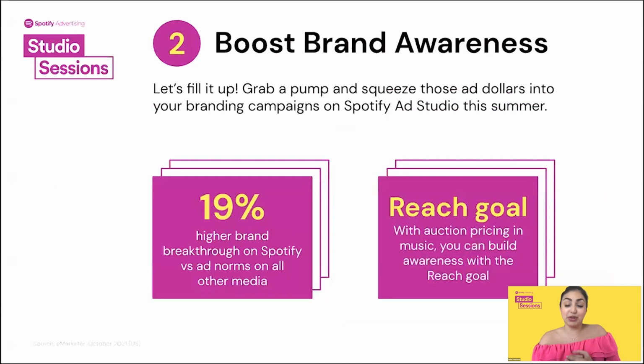Moving on to the second stop, boost brand awareness. Now, most of you might know that we launched auction pricing in music last year. And with this launch, we also offered 3 different bidding goals for our advertisers to choose from. Reach was one goal out of those, and it's truly the best one for building awareness across a wide audience. Generally speaking, regardless of the goal that you do pick, we are seeing a 19% higher brand breakthrough on Spotify versus ad norms on all other media out there. However, with this specific reach goal, you will be able to reach as many unique listeners as possible with your message.